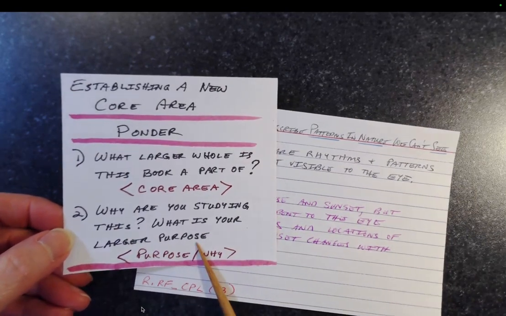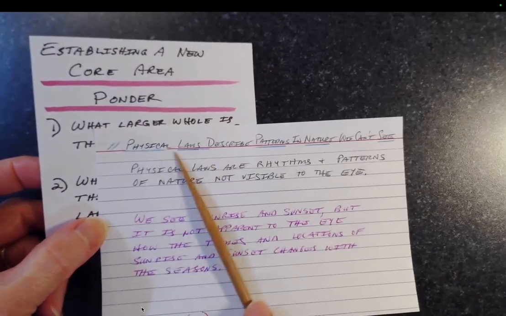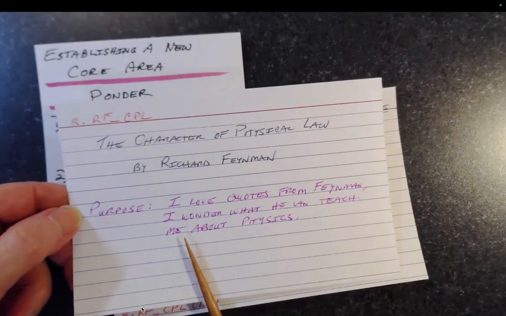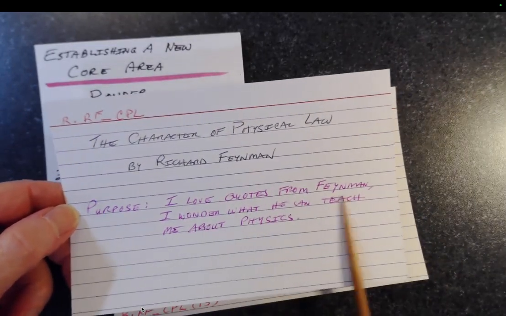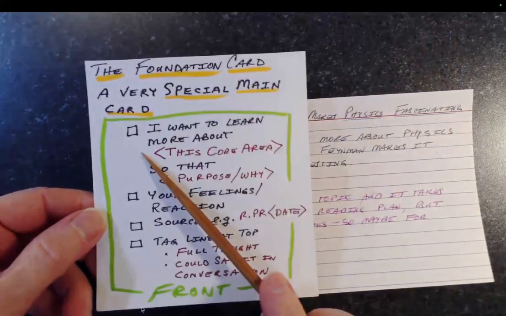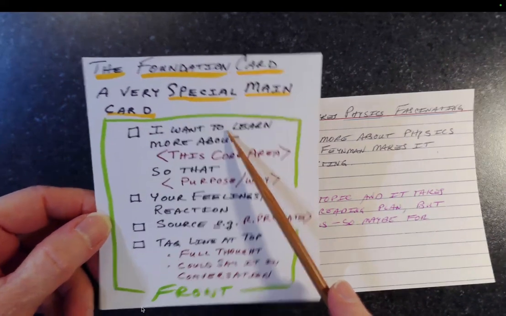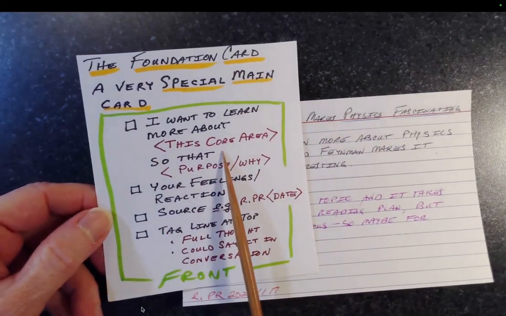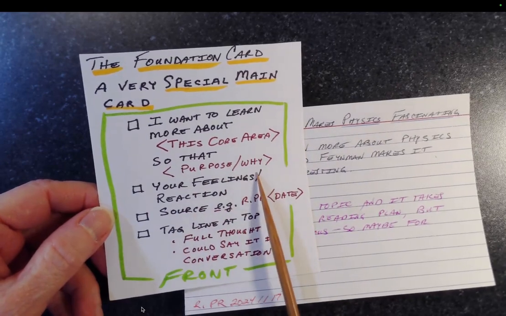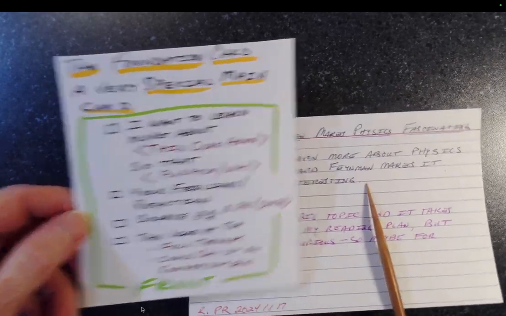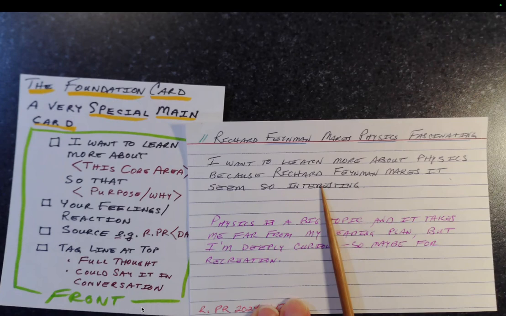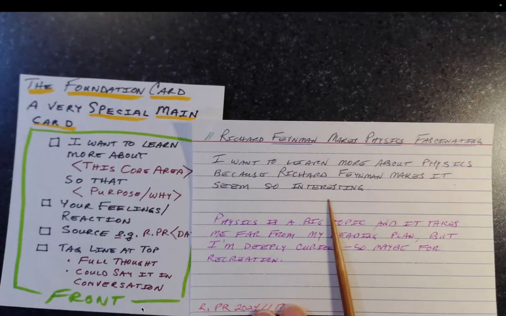What's your larger purpose? Well, the new core area is physics, and my purpose seems to be the reason I expressed on the bib card. I love quotes from Feynman, and I wonder what he might be able to teach me about physics. So now I'm ready to make my foundation card. I want to learn more about this core area, which is physics, and my purpose. That's what goes in the top section of my foundation card. I want to learn more about physics because Richard Feynman makes it seem so interesting.